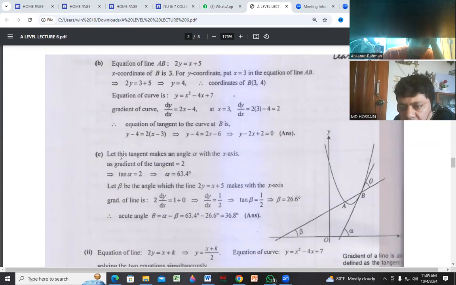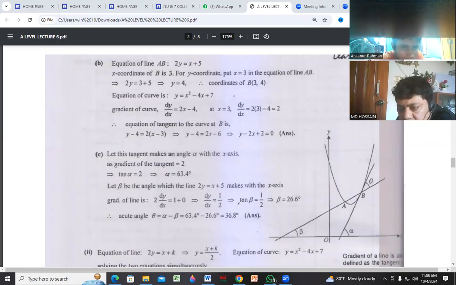Now see, let this tangent make an angle alpha with the x-axis, and the gradient of the tangent is tan alpha, which equals tan 60 degrees. And let theta be the angle which the line 2y equals x plus 5 makes with the axis. The gradient of this line: 2 dy by dx, we go for differentiation. The constant term 5 will be 0. So we are getting 1 from this, that is dy by dx into half.